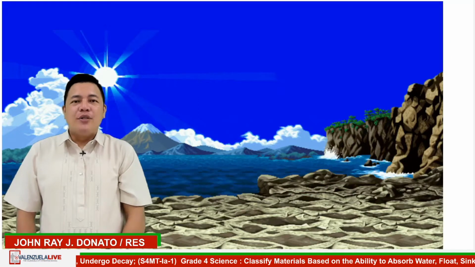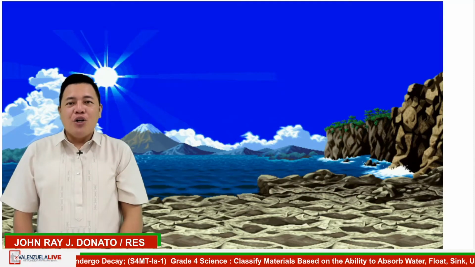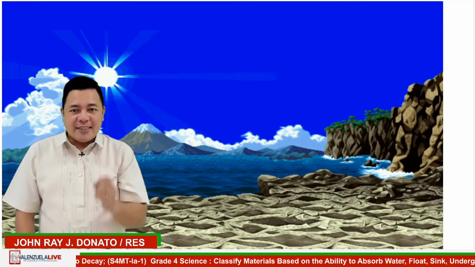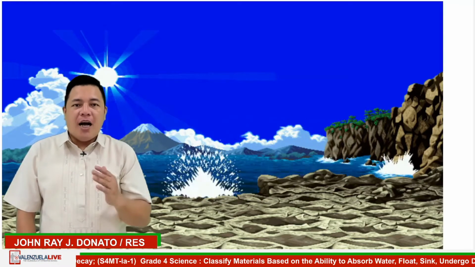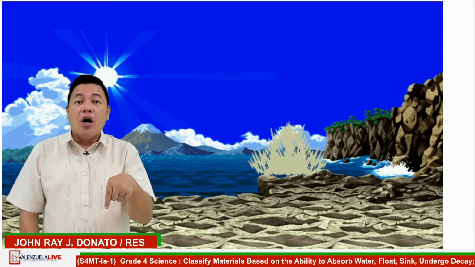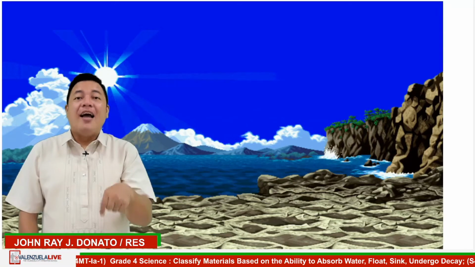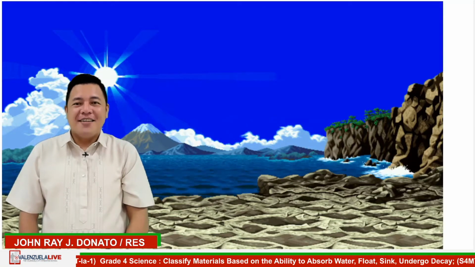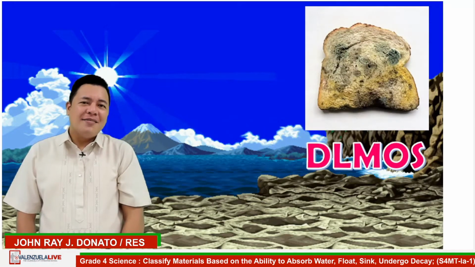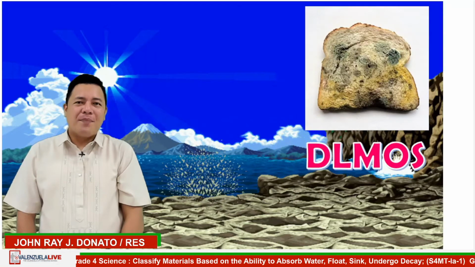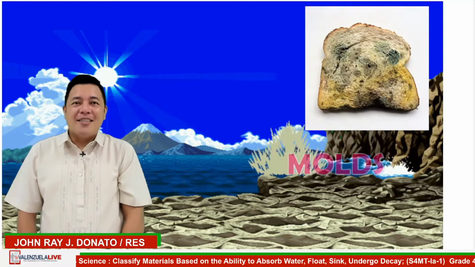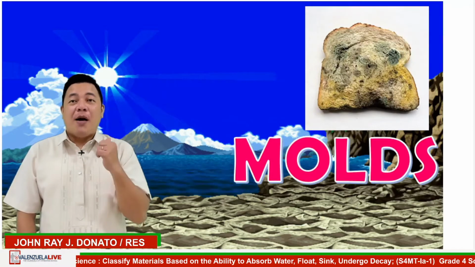Now, let us do this exercise. All you need to do is to arrange the letters of the following words. That is a sign that a food is undergoing decay. Kindly comment your answer on the comment box. Let us start. DLMOS. What is that word? Correct. It is molds. How about the next one?